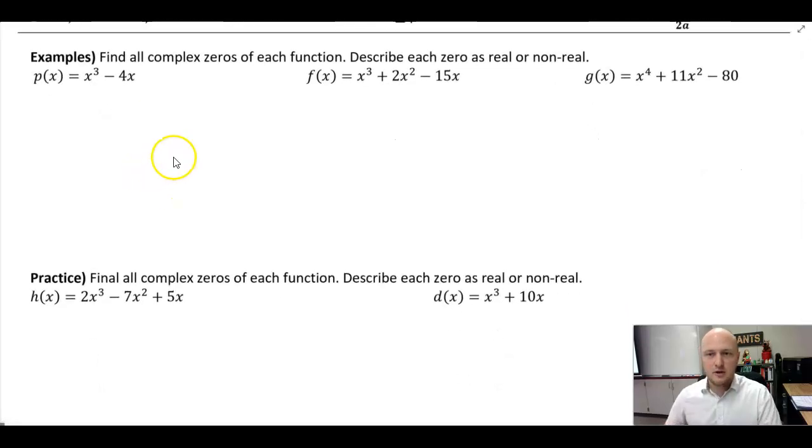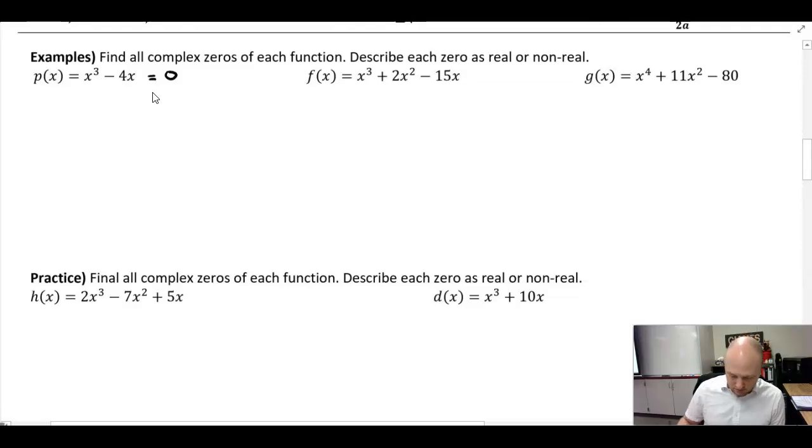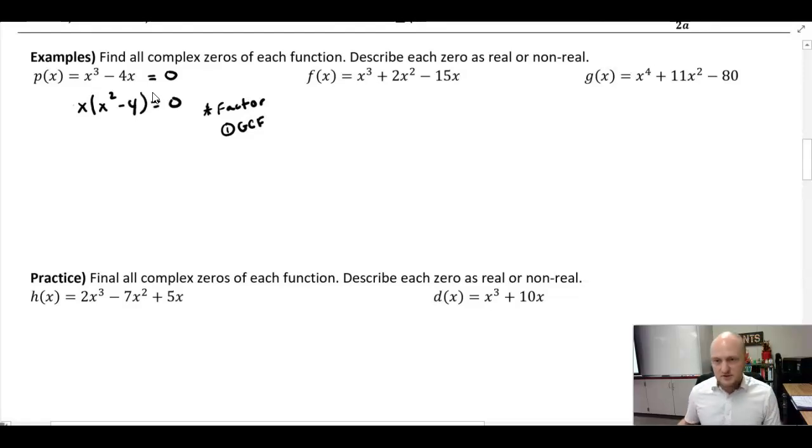Find all complex zeros of each function. Describe each zero as real or non-real. P of x equals x cubed minus 4x. Okay, so if I want the zeros, I'm going to set the function equal to 0, and then I'm going to factor. And the first step always in factoring is to find a GCF. So I'm going to take out a GCF here. I have x, leaving behind x squared minus 4 equals 0.